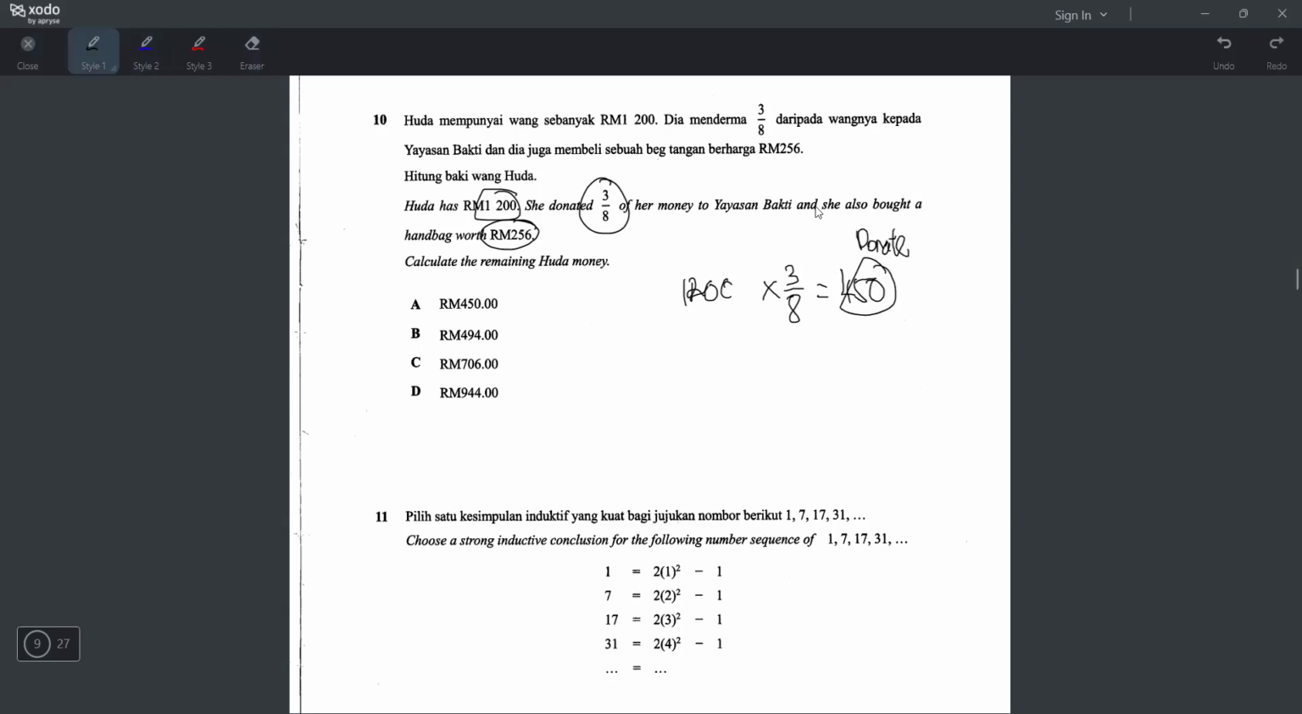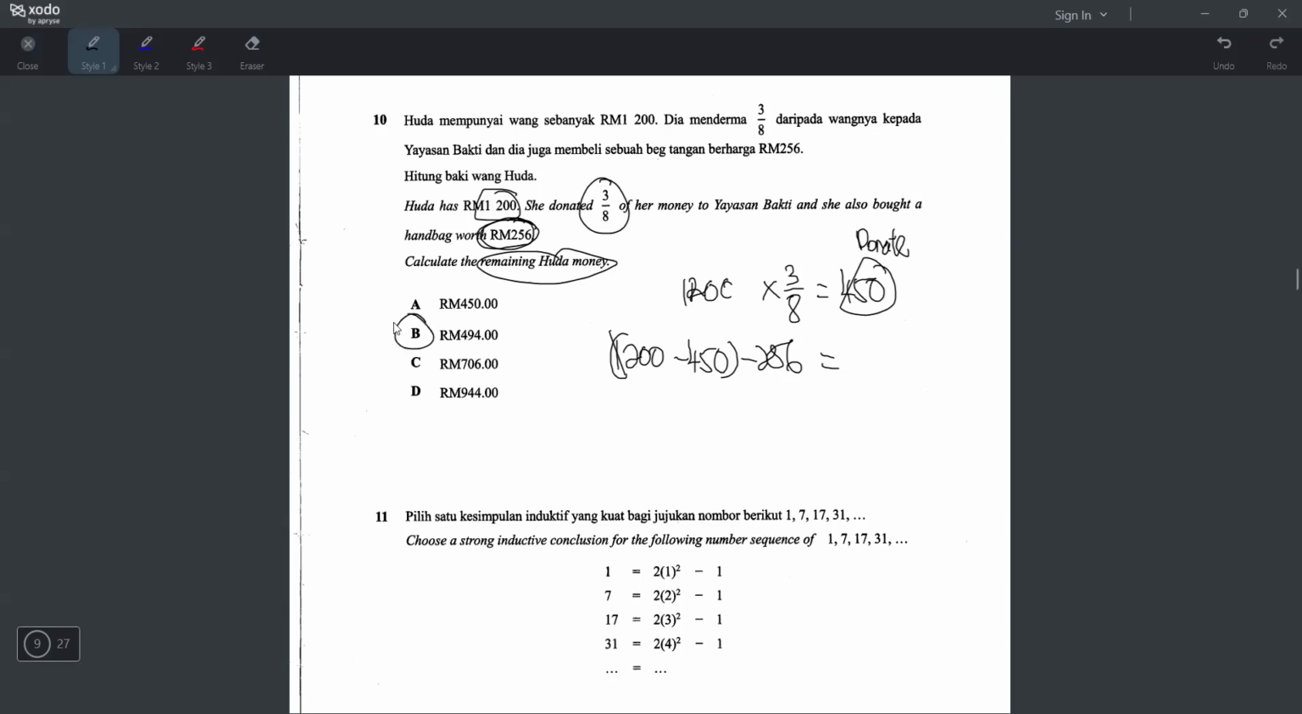And then what happens? She also bought a handbag worth 256. You don't go and take 450 minus 256, that is wrong. This one is the donation. So after she donates, how much will she be left with? You have to take 1200 minus 450 first. Then only you minus 256. Then only you get the remaining money. So press this in your calculator, you will straight away get your answer. Minus 450 minus 256. My calculator gives me 494, right? So that's the answer. This question is quite easy.